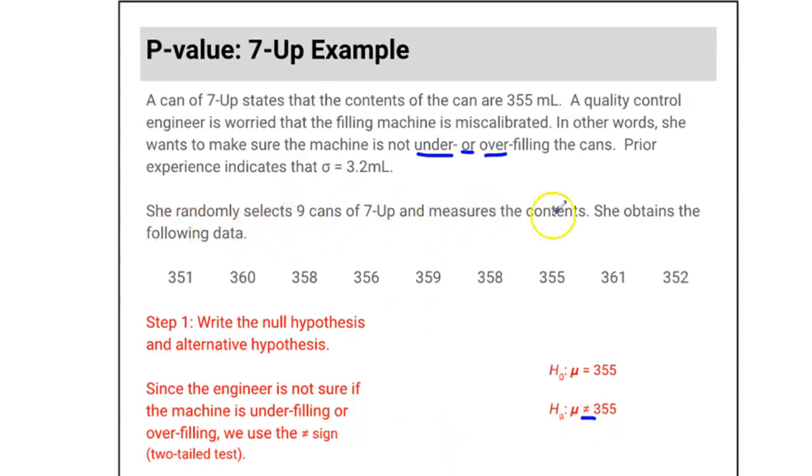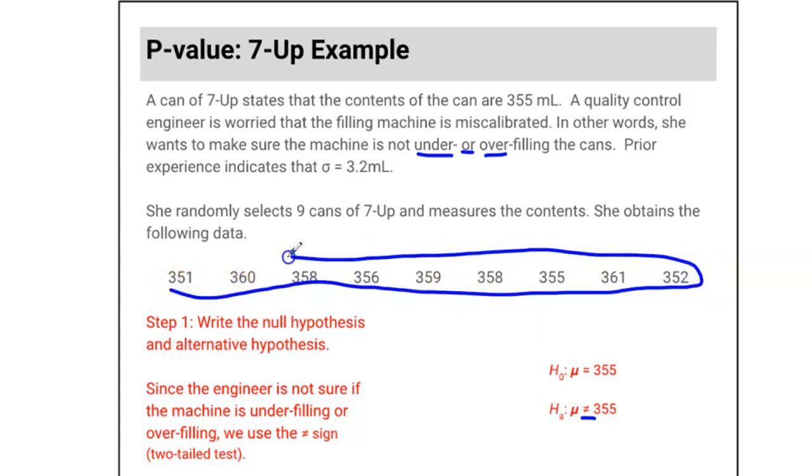So she randomly selects these 9 cans of 7-Up and measures the contents. These are all the amounts of soda in milliliters that she gets. Before I find a sample mean for this, I'm going to write down the null and alternative hypotheses. The null hypothesis is that the mean, mu, we're talking about the fact that all the cans are 355 milliliters, is equal to 355. The alternative hypothesis then is that the mean is not equal to that same number.